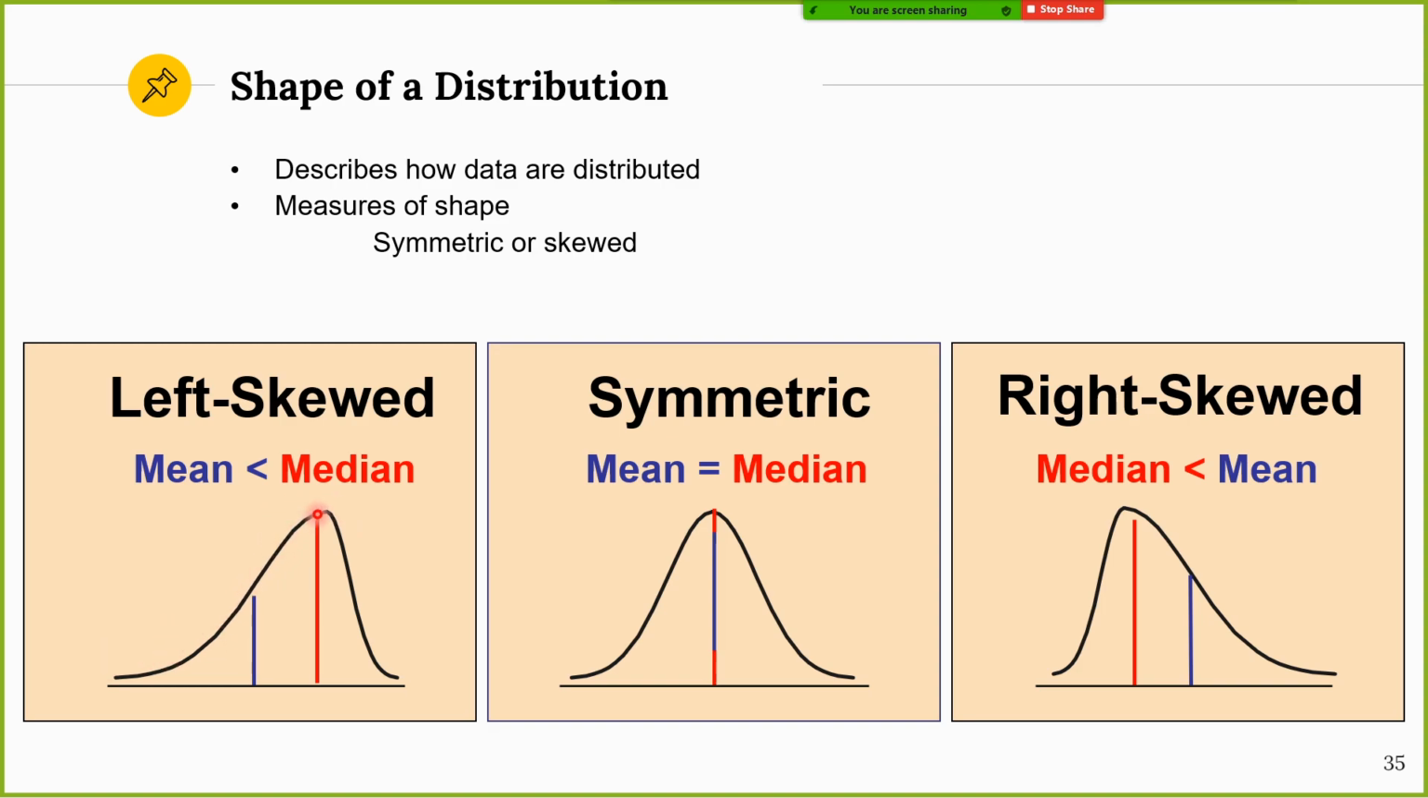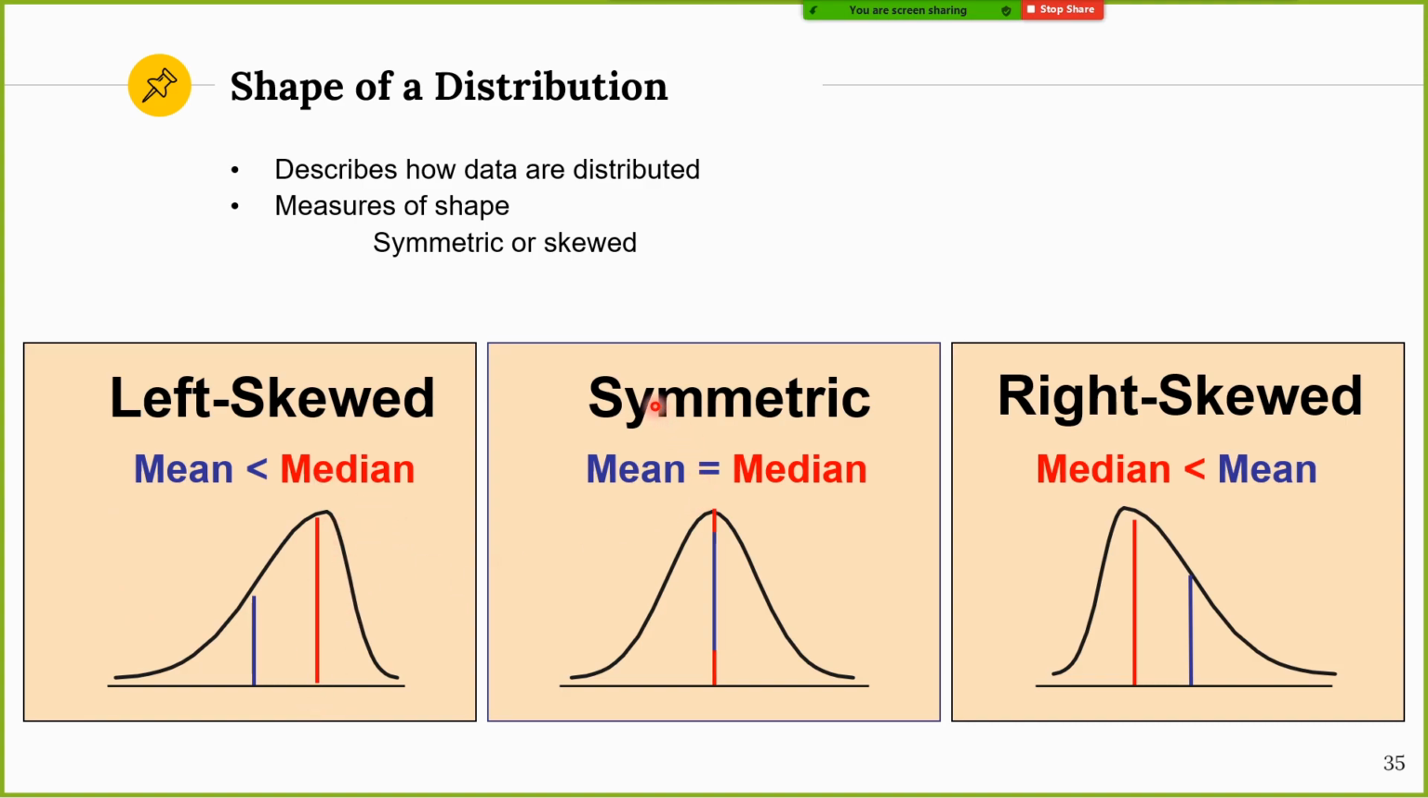Left skew indicates that the median is higher than the mean. So from this data we have the mean around here, but the median is higher than the mean, higher in terms of value. We have this value. For the frequency, of course, this one is always higher.